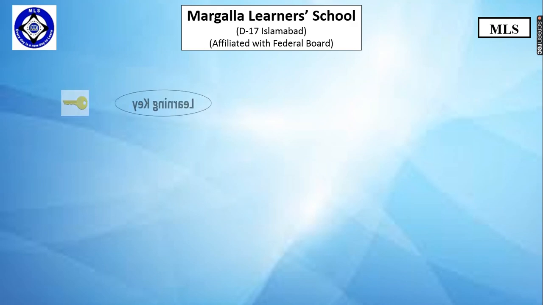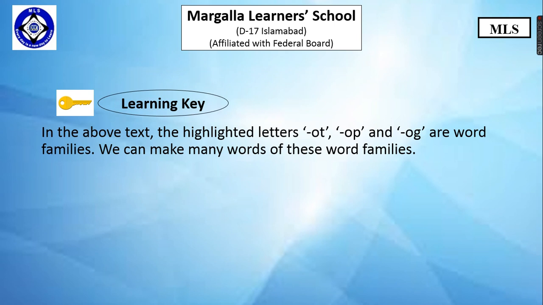Now, in this lesson, we learned that in the text there were highlighted letters OT, OP, and OG in the different colors. These letters are called word families. We can make many words of these word families.